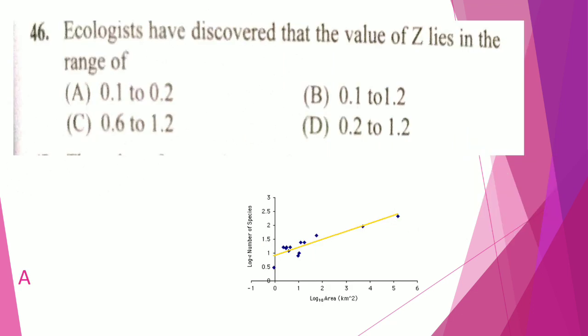Next question: ecologists have discovered that the value of Z lies in the range of, as I told you in the synopsis, the Z value, or regression coefficient, or slope of the line, always lies in the range of 0.1 to 0.2. Answer is A.